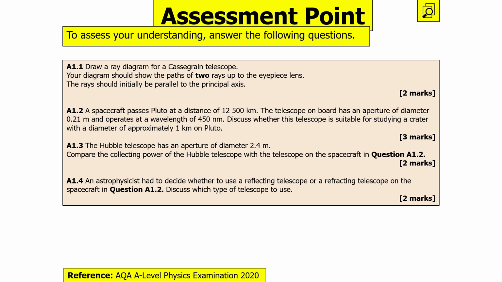Compare the collecting power of the Hubble telescope with the telescope on the spacecraft in 1.2. Then astrophysicists had to decide whether to use a reflecting telescope or a refracting telescope on the spacecraft in 1.2. Which type of telescope would be used? So pause the video now, then unpause the video when you want to go through your answer.